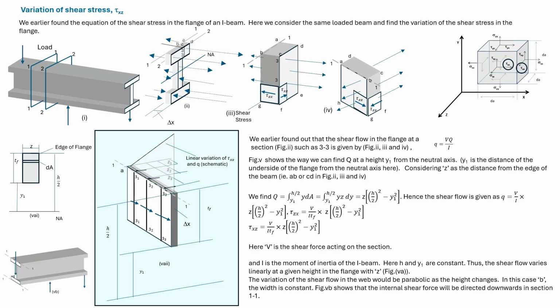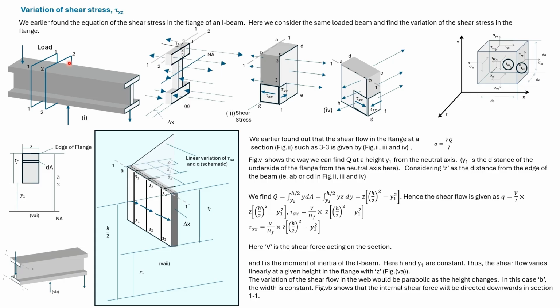We have earlier developed expressions for tau xy and tau xz. We earlier discussed the variation of tau xy. Here we'll discuss the variation of tau xz. We take this arrangement of loading. Two sections 1-1 and 2-2 are considered. They are del x distance apart.